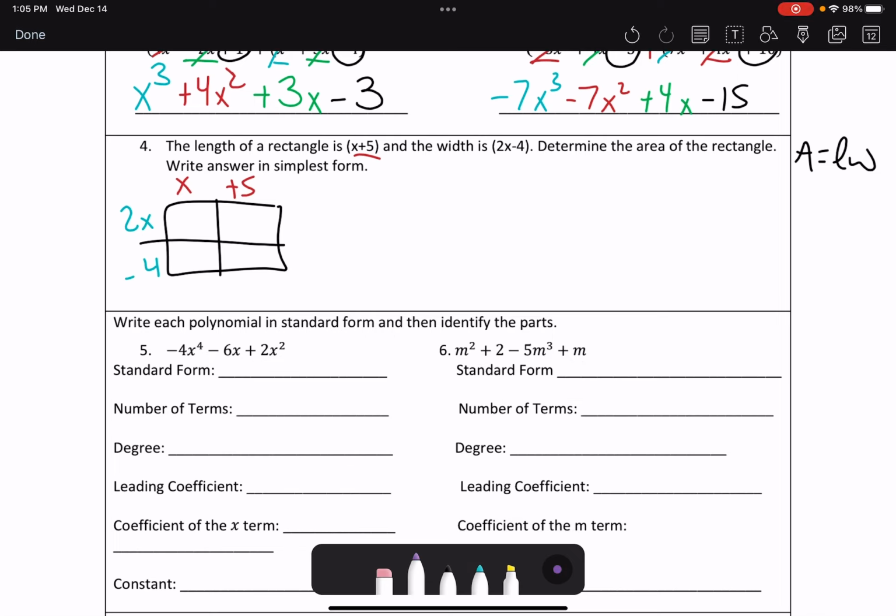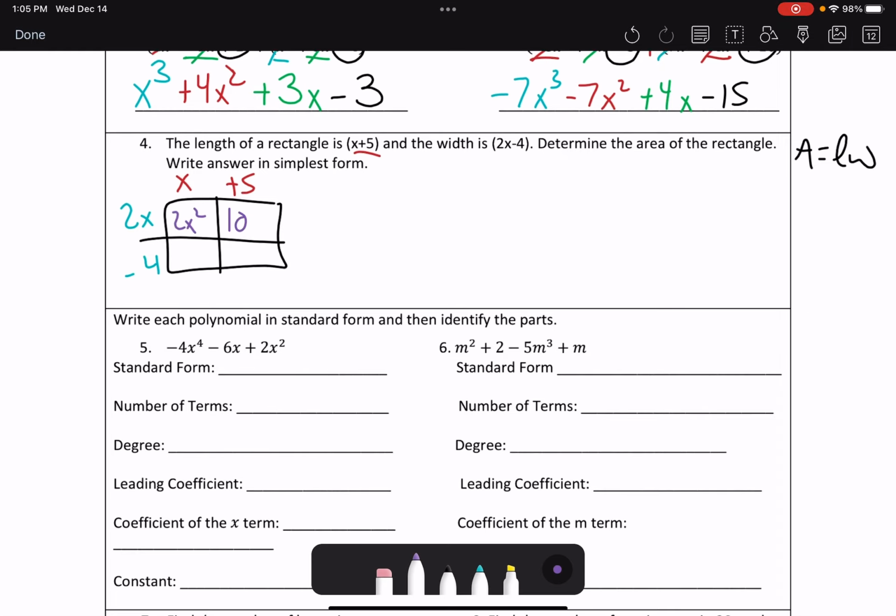I know that 2x times x is 2x squared. 2x times 5 is 10x. x times -4 is -4x. And -4 times 5 is -20. But I do have a few things that can combine. I've got this 10x and the -4x. 10x minus 4x is going to give me a 6x. So my simplest form here is going to be 2x squared plus 6x minus 20.